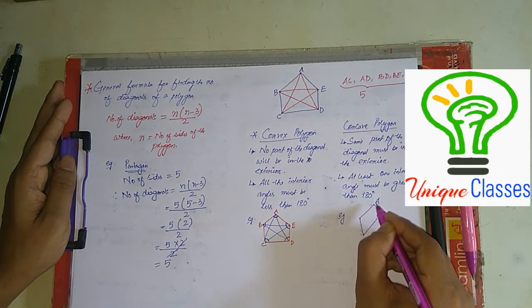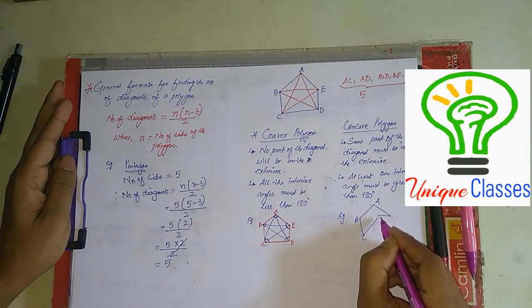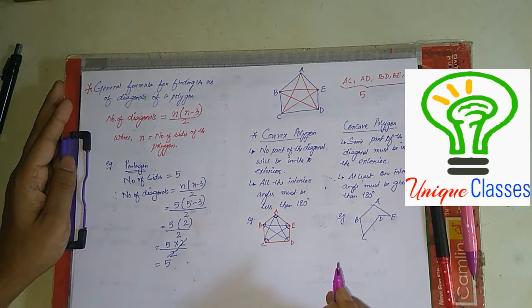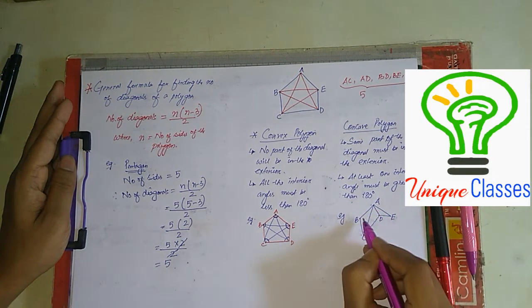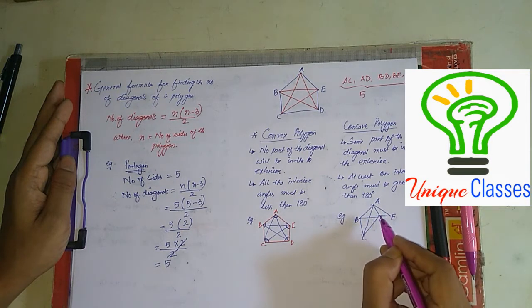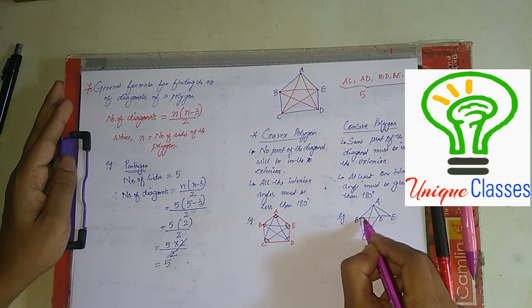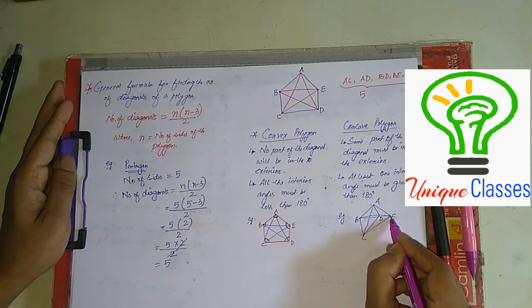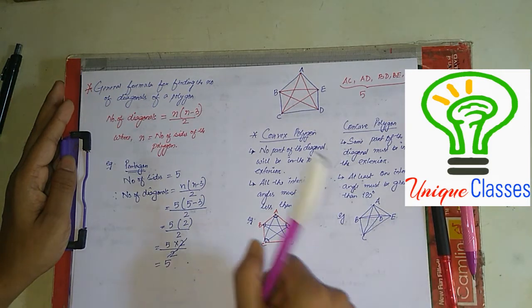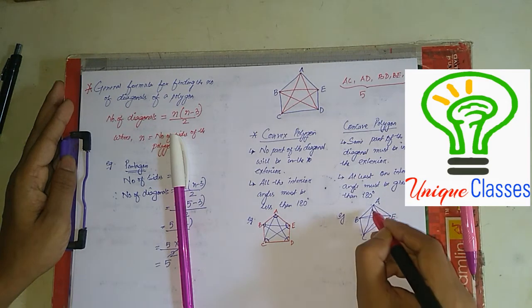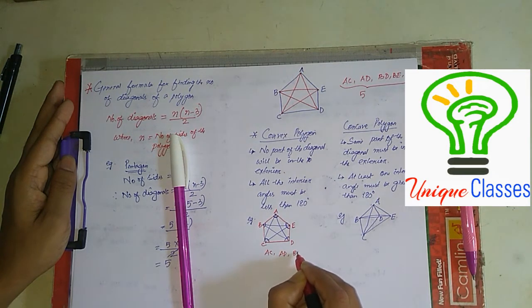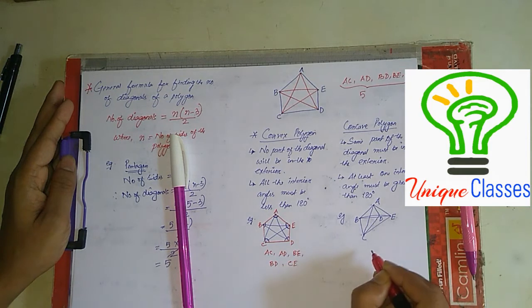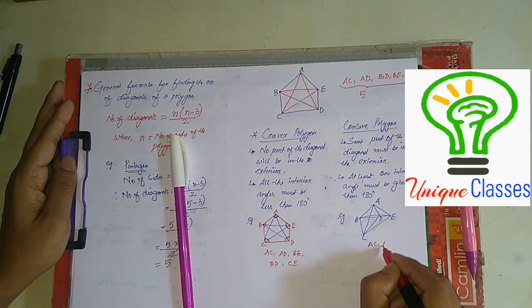Again, this is also a pentagon, A, B, C, D, E. Now the diagonals are AC, AD, BE, BD and CE.